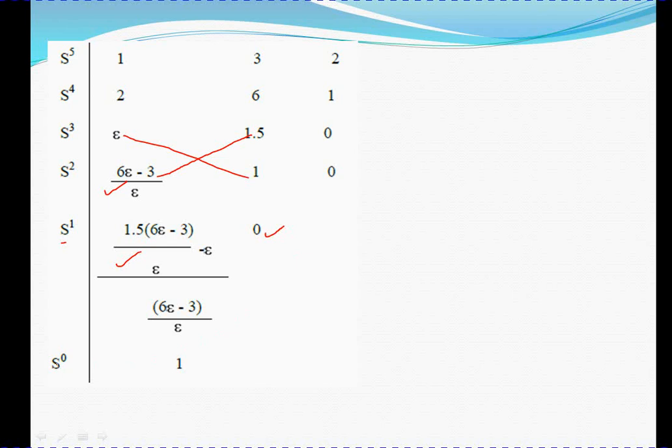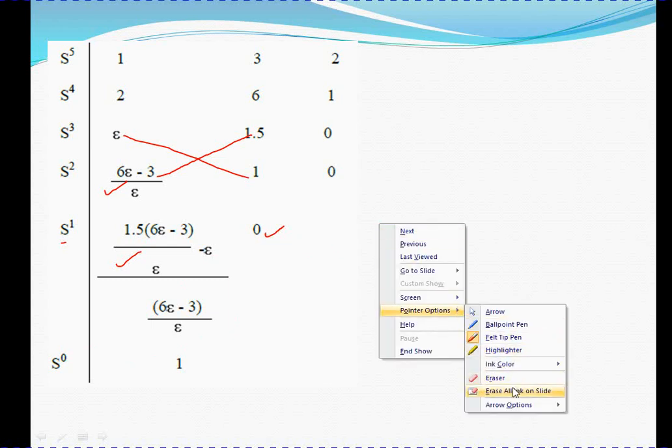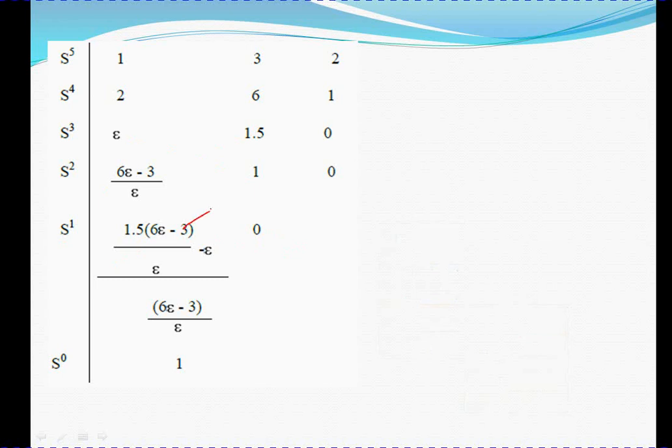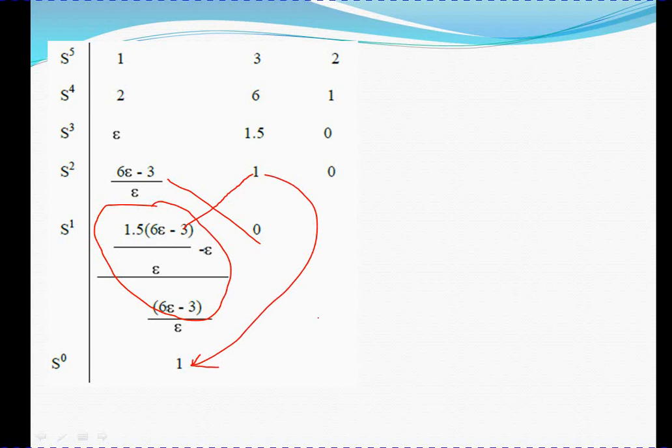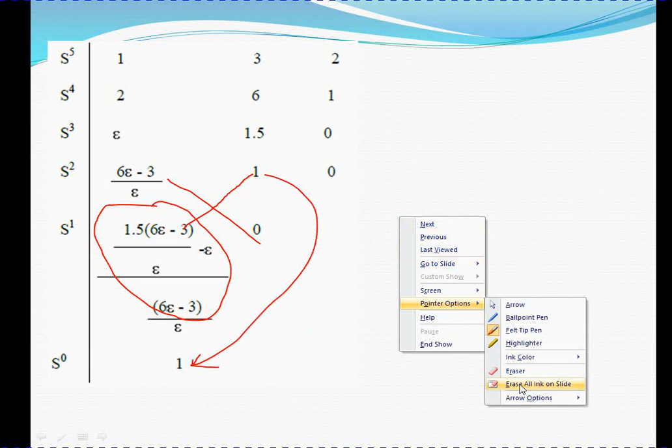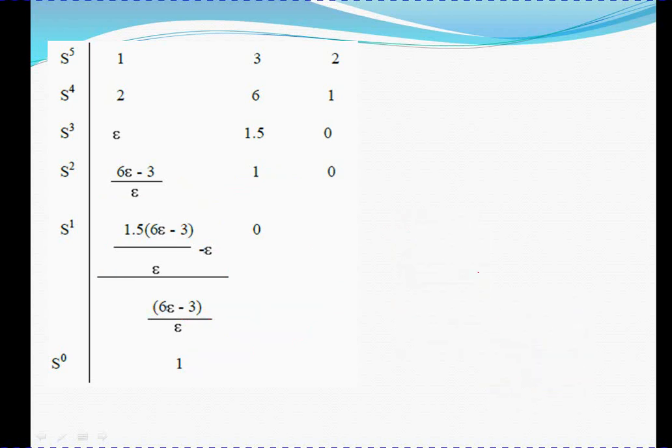So now we need to lastly form the s to the power 0 row. To get the s to the power 0 row element, we need to multiply these two terms and then minus 0, divided by this whole term. Hence we are going to get 1 here. So this is how we need to complete the Routh array with epsilon in place of 0.